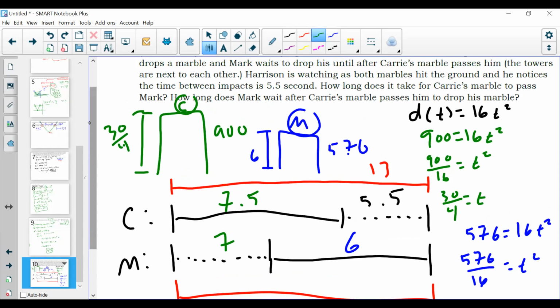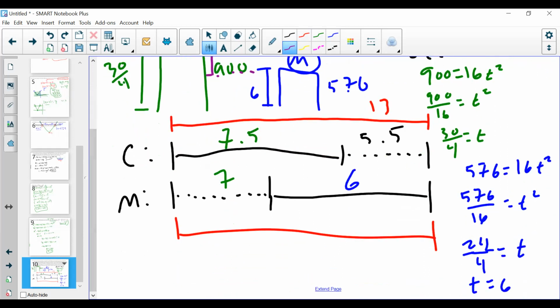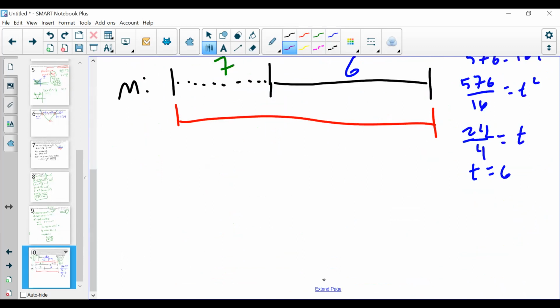And we're also asked how long it takes for Carrie's marble to pass Mark. So I want to know how long it takes for Carrie's marble to go from 900 to the height of 576, which is equal to Mark. Or how long does it take to drop 900 minus 576? So 900 minus 576, let's figure that out. 324.